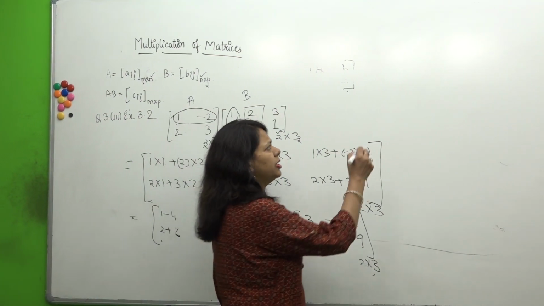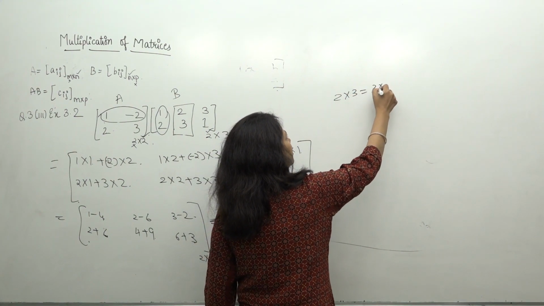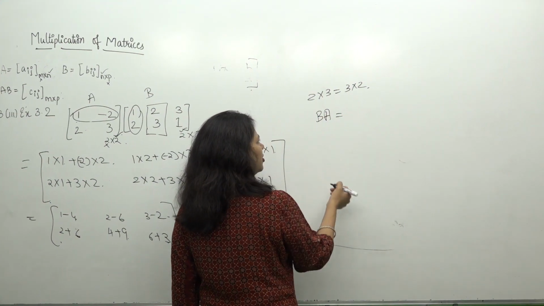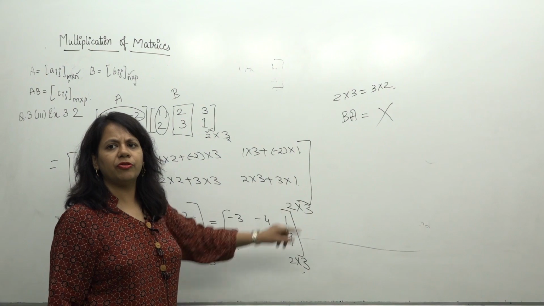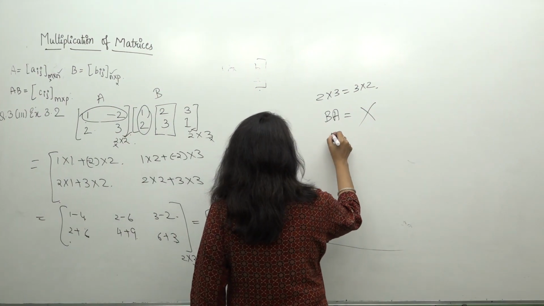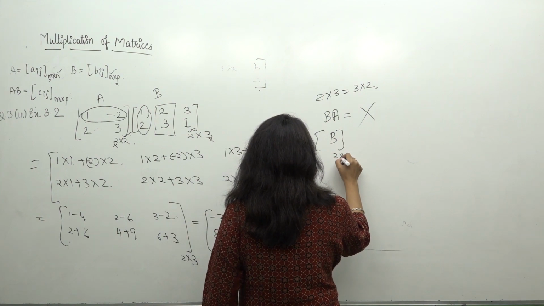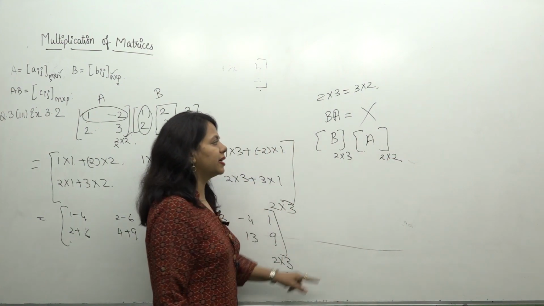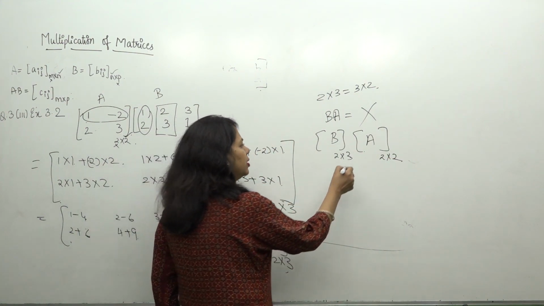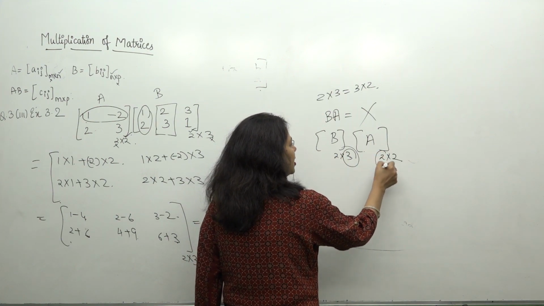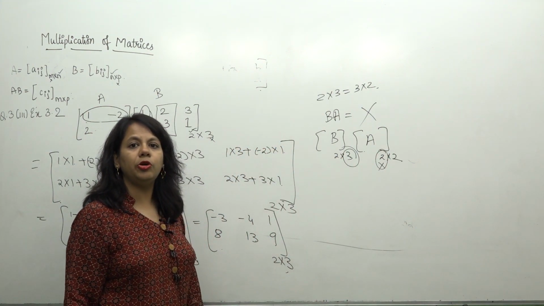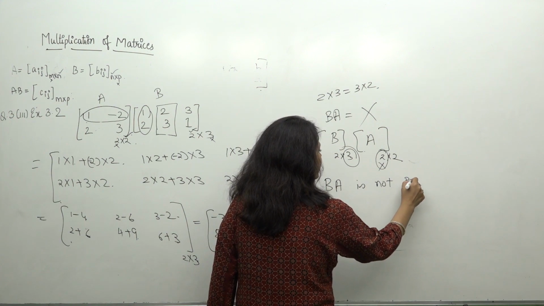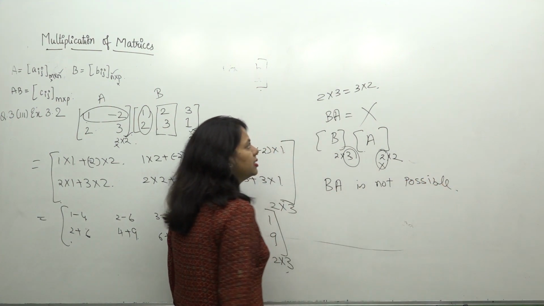Now, generally you know that 2 into 3 and 3 into 2 are the same. So like I did AB over here, can I do BA over here? BA would also give me the same answer. No, I cannot perform BA over here. Why? See the order of the B matrix. The B matrix is a 2 into 3 matrix, and the A matrix here is a 2 into 2 matrix. So I cannot perform multiplication over here because the number of columns of first and number of rows of second are not the same. So BA is not possible in this particular case.